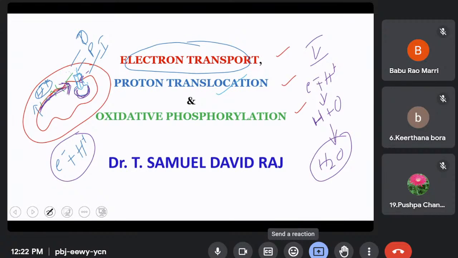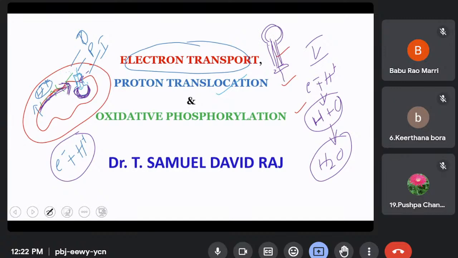Okay, sorry for the interruption. So hydrogen is transferred in the head portion, that is F1. F0 F1 complex is said to be, F1 particle is nothing but a matchstick like structure. It has a base, it has a stalk, and it has a head.